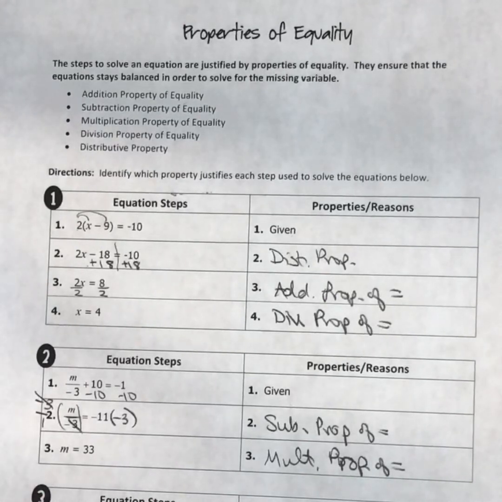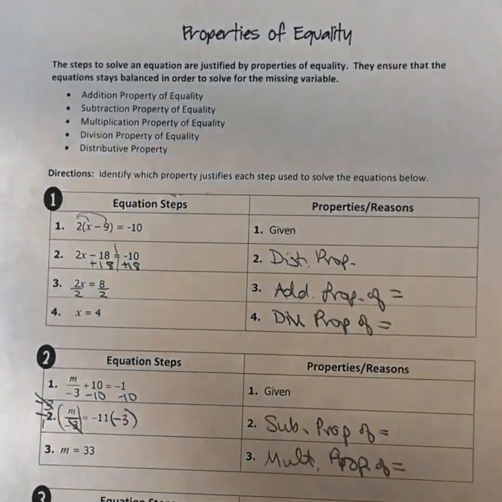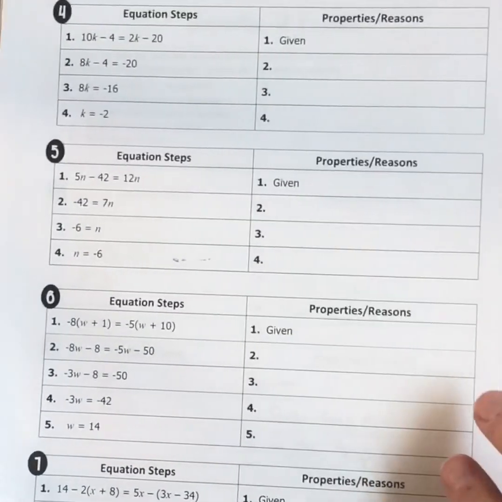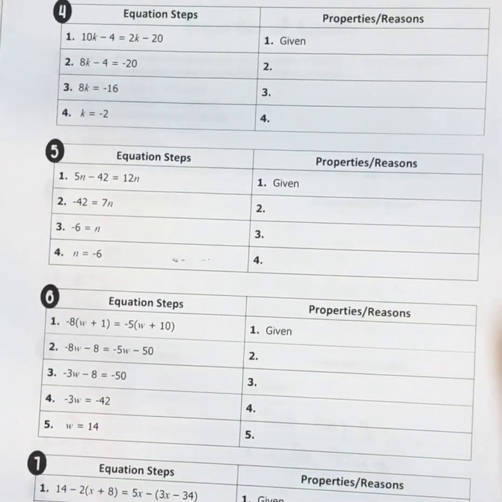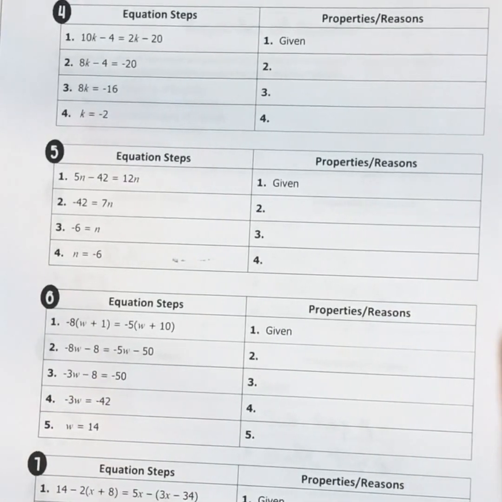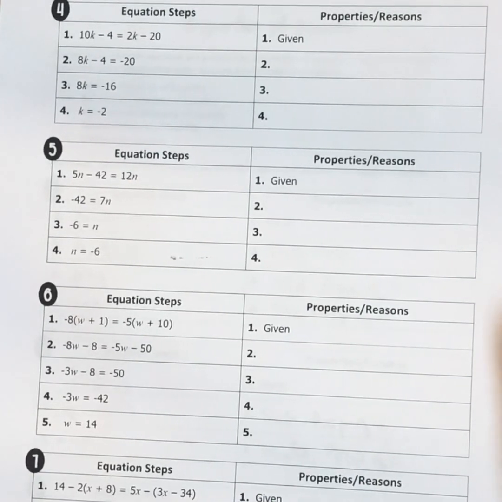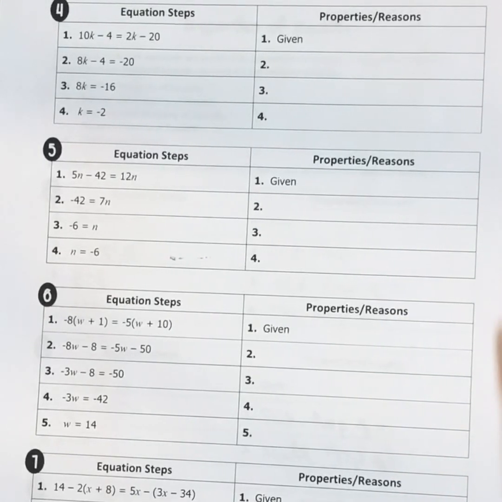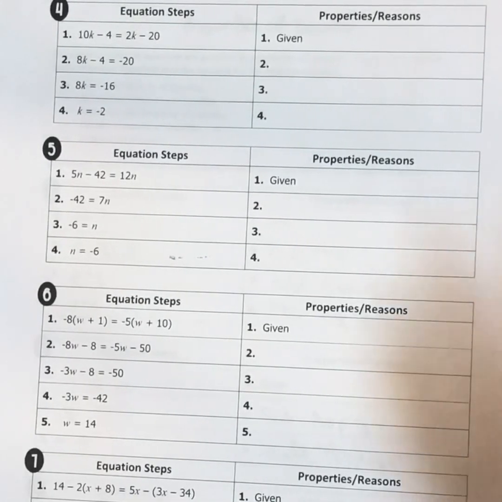So I want you to go ahead and do numbers 3 through 7 on your own, so pause the video, and then I want you to check the answer key that I'll post at the end so that you can see if you were able to complete the steps and the properties and the reasons correctly. And then we'll bring any questions, or if there's anything that's confusing.